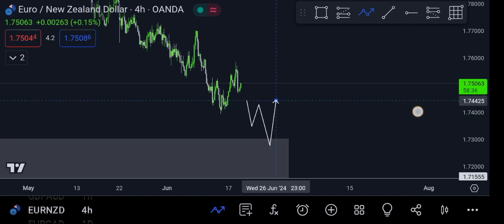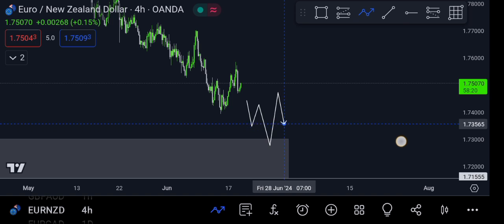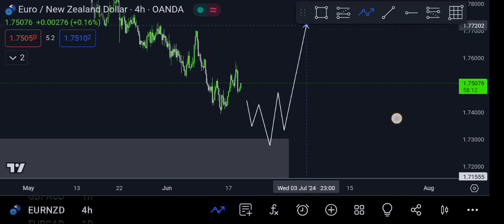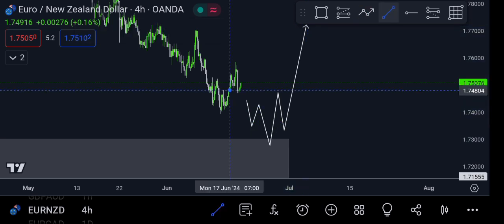We need to see price retrace back to our daily order block, and then after price retraces back to our daily order block, we need to see something like this. If price retraces back to our order block and then pushes upside, I want to see something like this on the 4 hour time frame, guys, for my daily order block confirmation. So I need to see something like this.